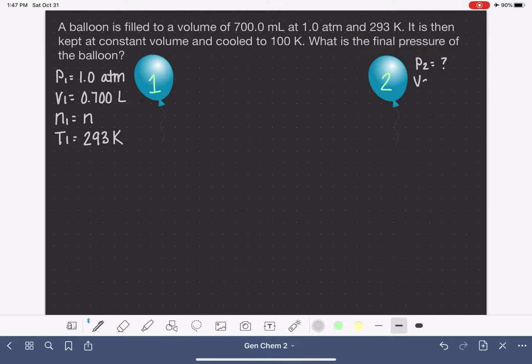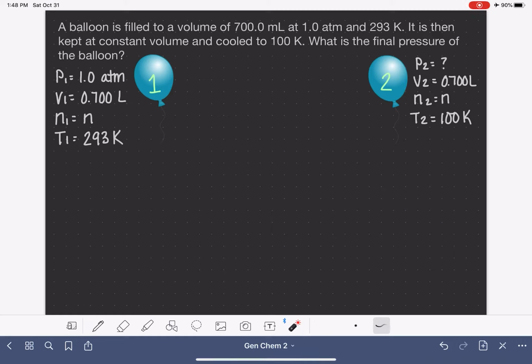The final volume of the balloon, it says that the volume of the balloon is kept constant. So that means that the volume does not change. It's staying at 0.7 liters. The final number of moles for the balloon, again, we don't know anything about the moles of the balloon, so we're just going to call that n. And the final temperature of this balloon, T2, is 100 Kelvin. So it's been cooled down to 100 Kelvin.